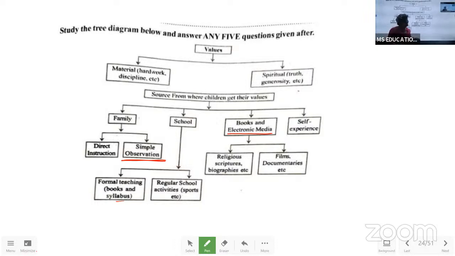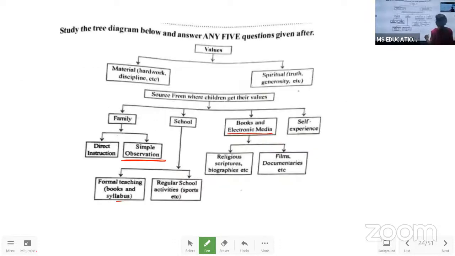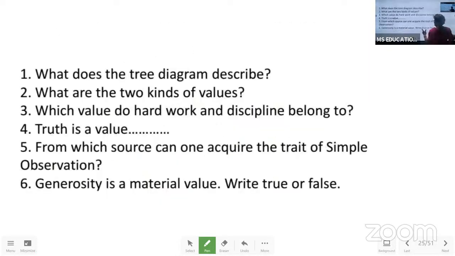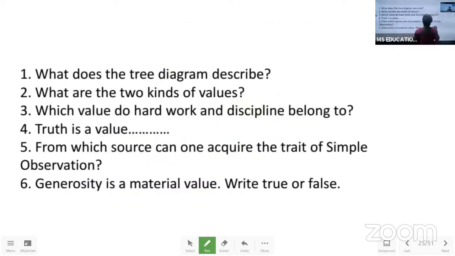So going back to the next question. Generosity is a material value. True or false? Generosity is a, what did he say? Material value. No, it is spiritual value. So the answer to the last question is false.